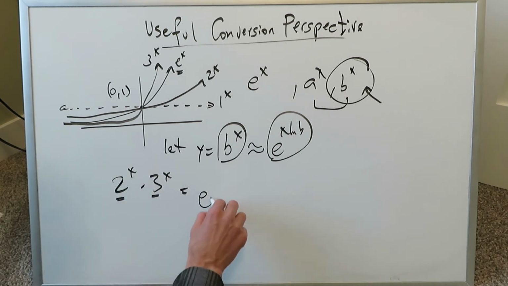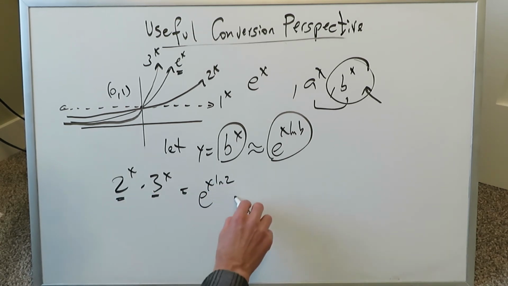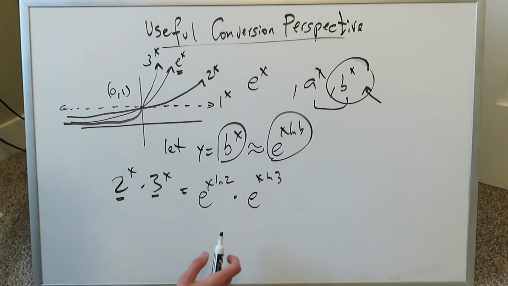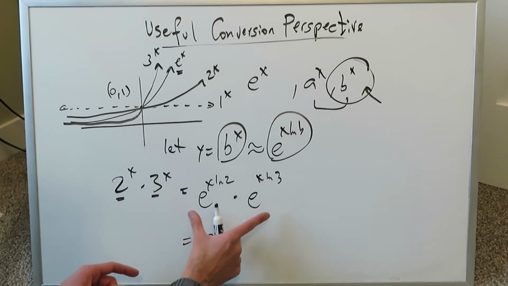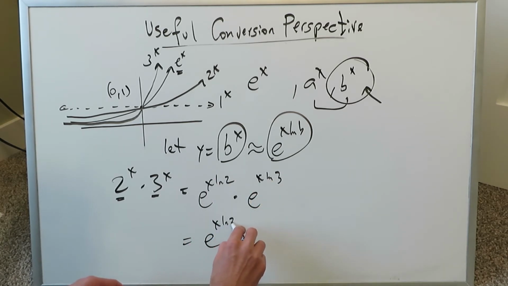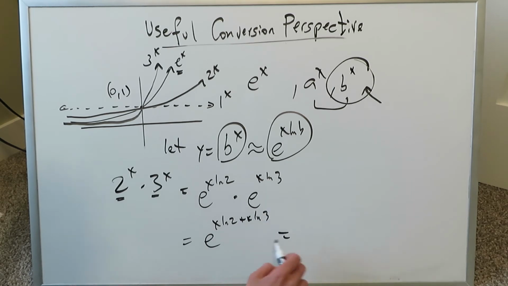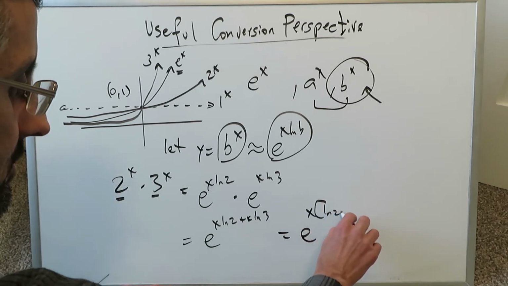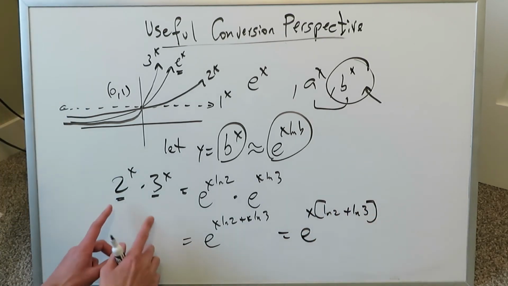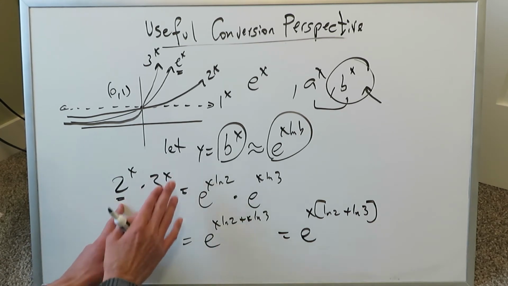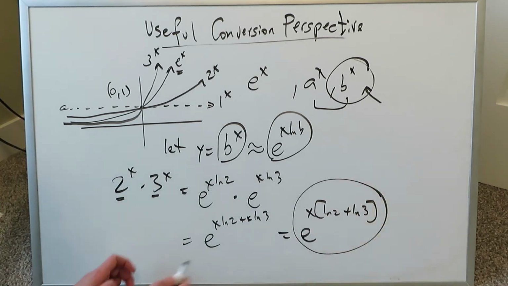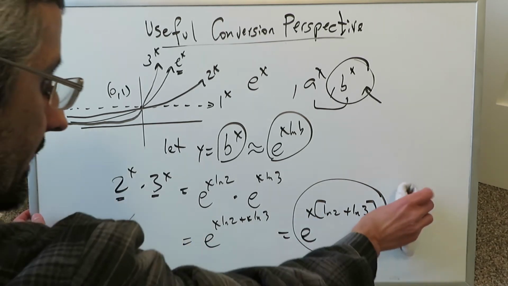2 to the x will become e to the x ln 2, times 3 to the x, which will become e to the x ln 3. Now you have similar bases coming into play. You can add the exponents: x ln 2 plus x ln 3. You can even simplify it by isolating an x: e to the x times (ln 2 plus ln 3). See, now you had something which had different bases. You couldn't do much, but after utilizing this useful conversion perspective, you can do something with it, and you've actually brought an expression that has been simplified. Okay, so that's one thing we've seen.